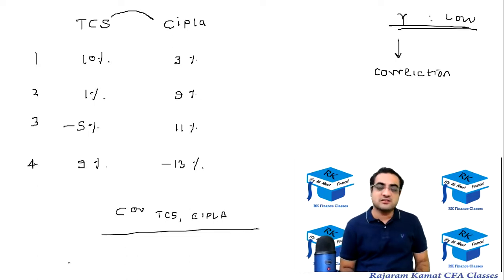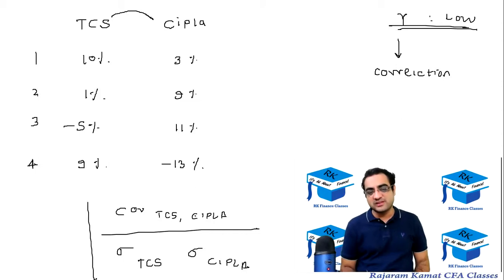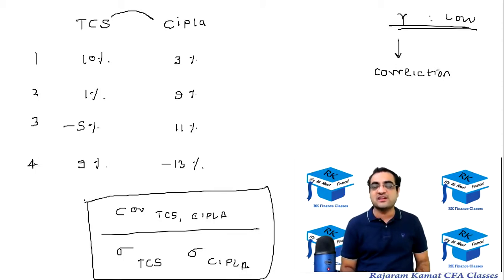Divided by the standard deviation, which was called sigma of TCS and sigma of Cipla. So that's the formula, but we'll discuss this formula in more detail in the normal lecture. Covariance and sigma, we'll discuss that in the normal lecture, but it's not that difficult. Now you are wondering what is covariance and what is sigma.